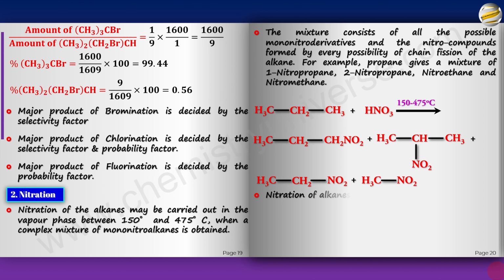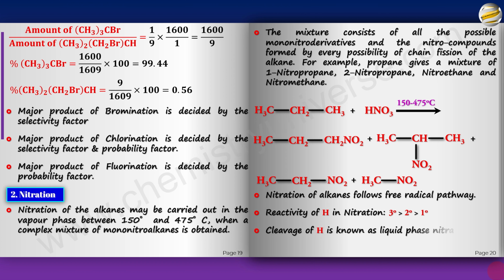Nitration of alkanes follows free radical pathway, and reactivity of H is as usual, tertiary more than secondary more than primary, because it's a radical pathway. The cleavage of CH is actually called the liquid phase nitration because it happens in liquid phase, while in vapor phase, CC bond is likely to break more easily.